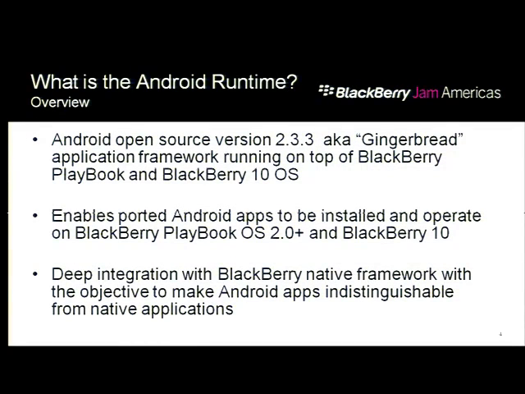That's great to hear. So, for those of you that don't know the details, the Android Runtime is based on Gingerbread version 2.3.3, and it's built on top of BlackBerry PlayBook and BlackBerry 10 OS. What this allows us to do is enable ported Android apps to be installed and operate on both BlackBerry PlayBook OS 2.0 and higher, as well as BlackBerry 10. And we'll talk to the last point when we go through some of the demos, but it provides that deep integration with other native BlackBerry applications. The goal was always to make Android apps really indistinguishable from other native applications, so to the end user, it was a very positive user experience.